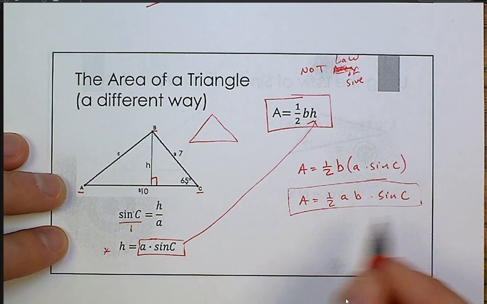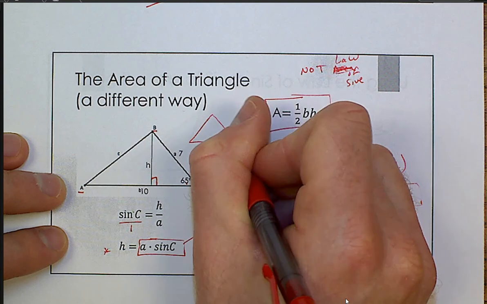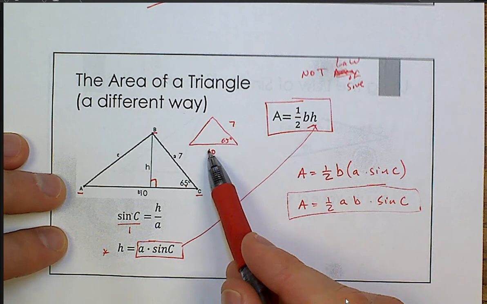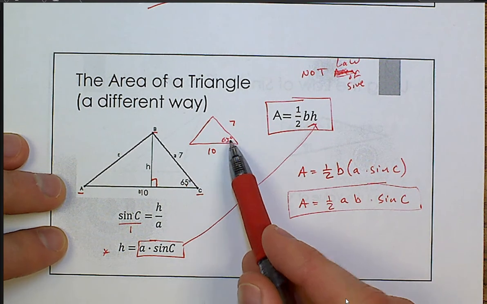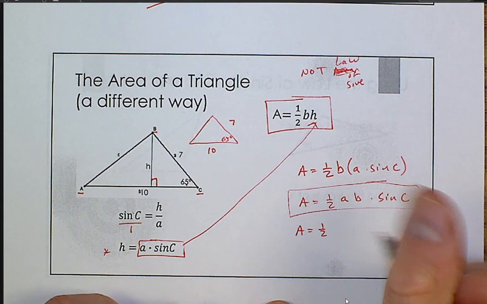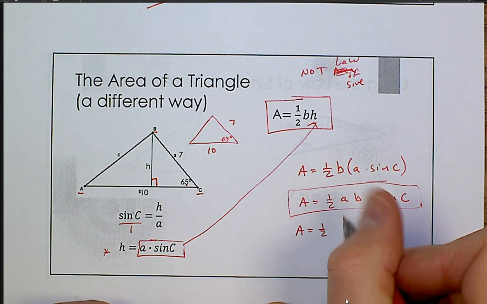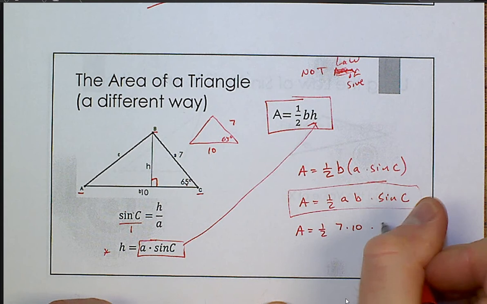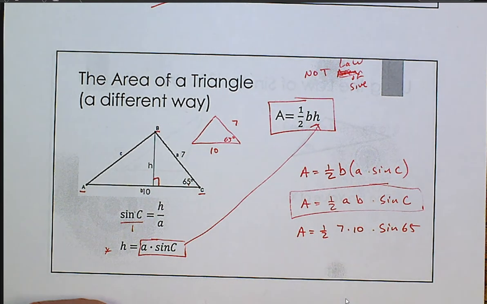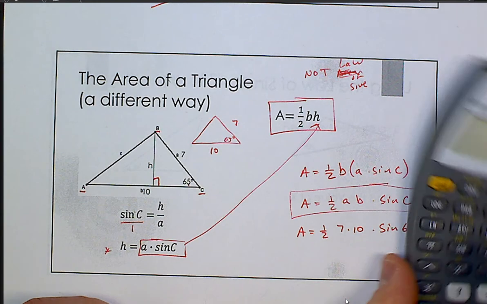Basically what this is saying is, if you have an angle like 65 degrees and you have the two sides that are included in between the angle, you would write this area as area equals one half. a and b stand for the sides, so 7 times 10 times the sine of the included angle, which would be 65. And then we would just take our calculator and calculate this out.